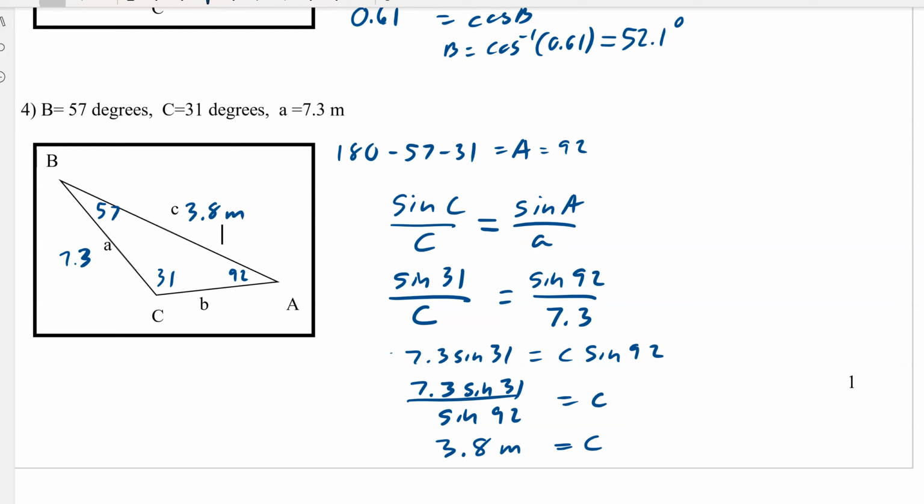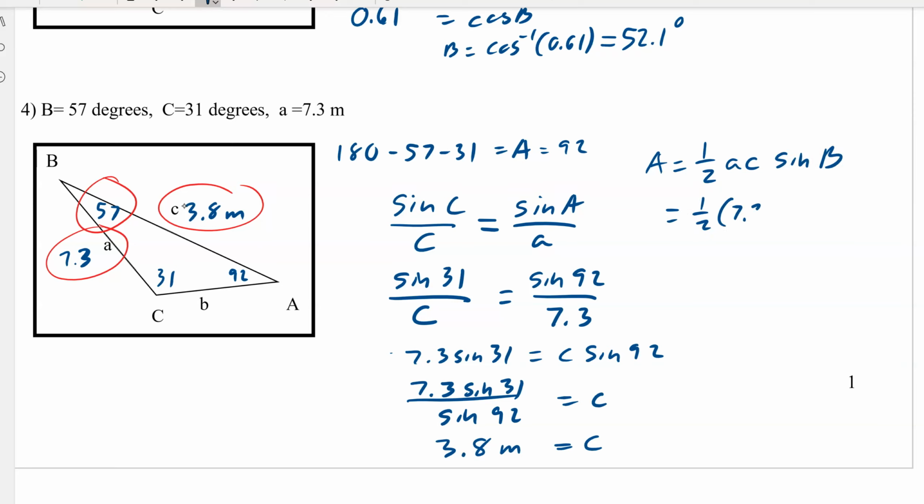And again, always make sure these make sense. So since A is the biggest side, right, and C is the smallest, it should be smaller. See, 92 big, 31 small. So now we have our 3 that we need. We have our side, and our included angle. And so we're just going to use those 3. So area equals 1/2, right? And it's AC sine of B. That's the one we're using. So 1/2, 7.3. And then C we found to be 3.8. And then sine of 57.